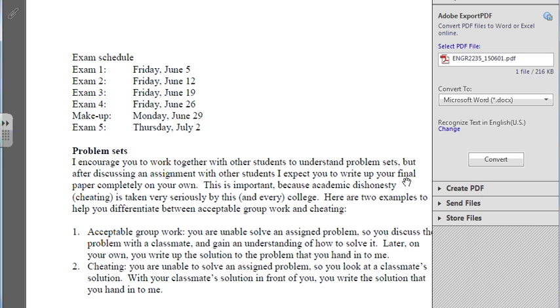Anyways, if that distinction isn't clear to you, I'd be happy to talk to you about it later. But that's kind of how I think about it. I don't care how you gain the understanding. You need to learn the problem, but you have to fully understand how to do the problem when you write the thing that you turn in to me.